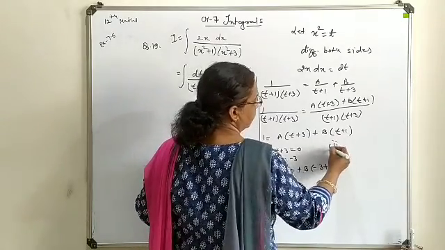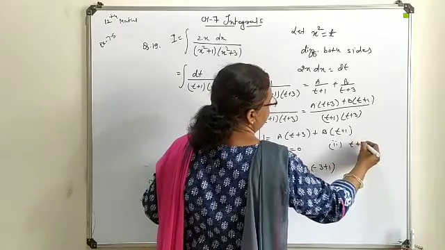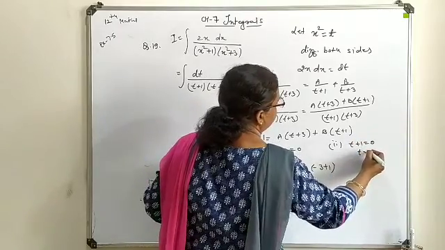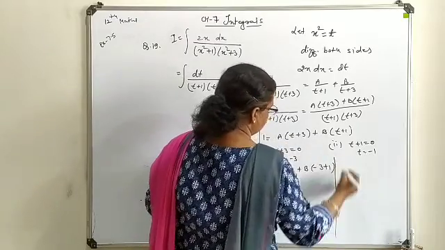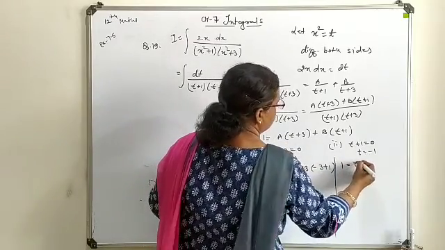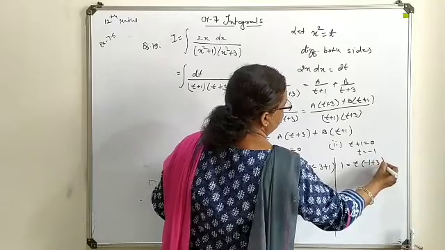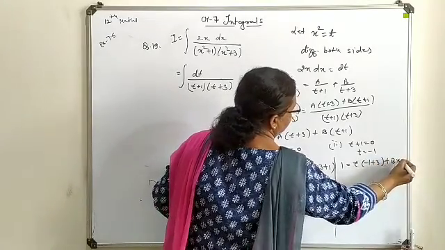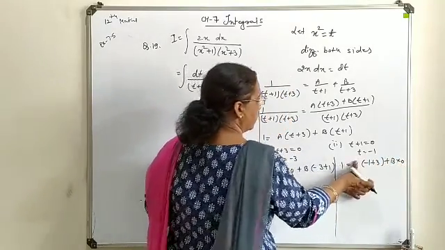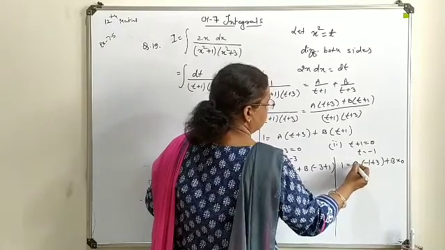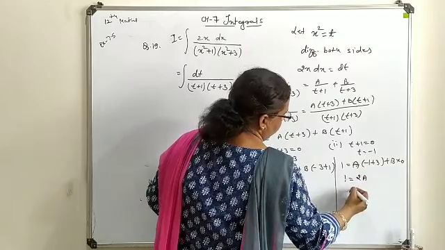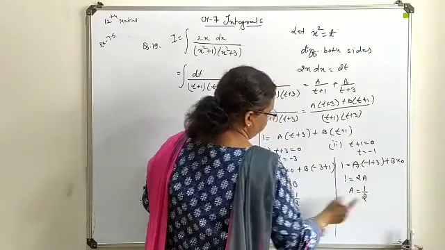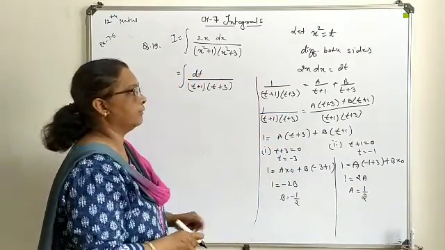Second, we take t plus 1 equal to 0, which means t is minus 1. Substitute over here and here. This is 1 equals a(minus 1 plus 3) plus b into 0. This gives the solution for the constant a. So this is 1, it is 2a, so a comes out as a half. So these are the two constant values we have.